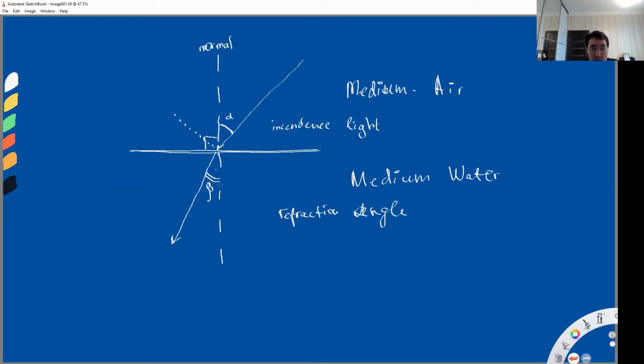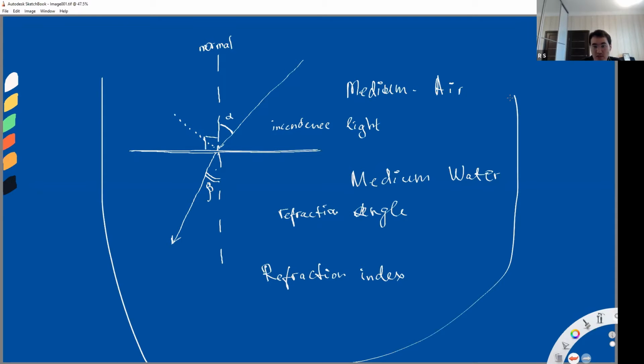So the ratio between sine of beta to the sine of alpha is the refraction index. And this index is used whenever we need to collect more rays than we could collect just a second ago. So I hope you understood this one. So I'm going to delete it.